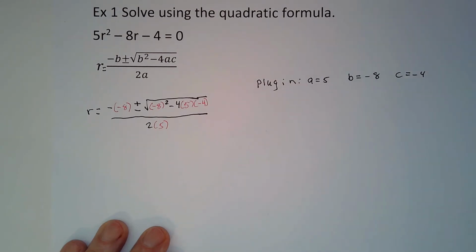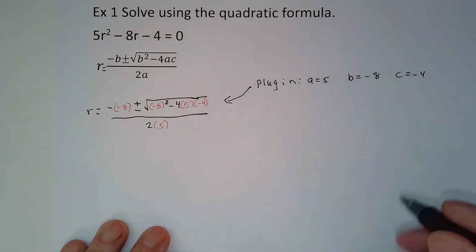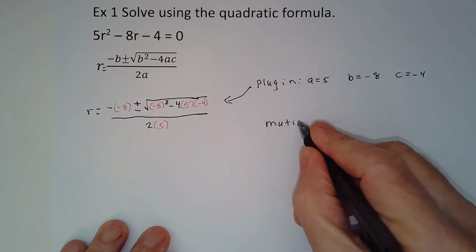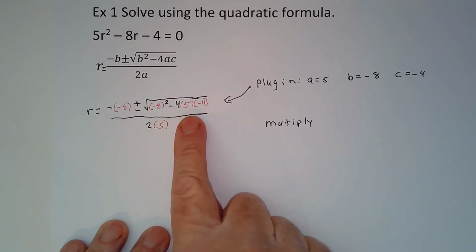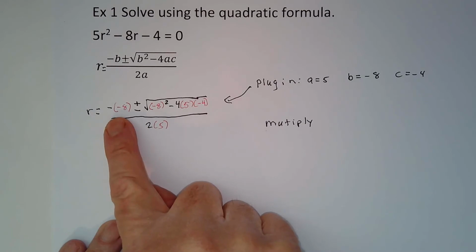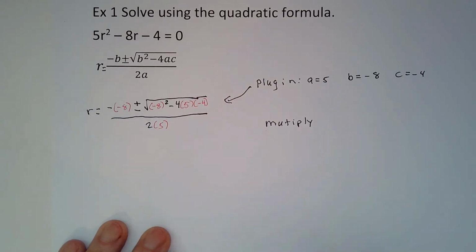All right. So our next job here, so we plug this in, is we're going to have to multiply. I'm just going to keep this simple, and I'm just going to say multiply. So I'm going to be multiplying obviously -4 times 5 times -4, and over here where I've got the -8 squared, that's really -8 times -8. And over here, -8 is -1 times -8, and of course 2 times 5. So that's all really multiplication.